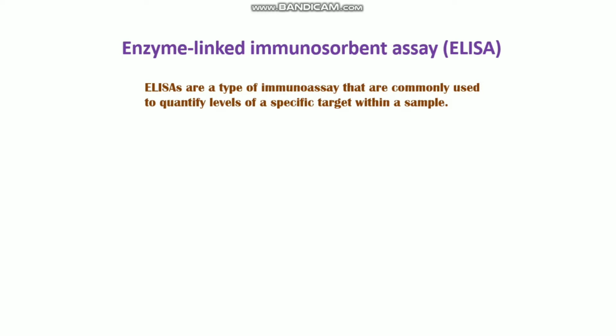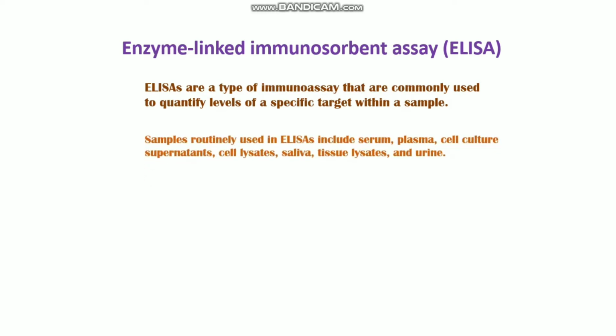ELISA is the enzyme-linked immunosorbent assay. Why enzyme-linked? Because the secondary antibody used in the ELISA is HRP conjugated, and HRP is the enzyme. This is why this technique is known as the enzyme-linked immunosorbent assay. ELISA is a type of immunoassay commonly used to quantify levels of a specific target within a sample. The specific target is either an antigen or an antibody, and the samples routinely used include serum, plasma, cell culture supernatant, cell lysates, saliva, tissue lysates, or urine.